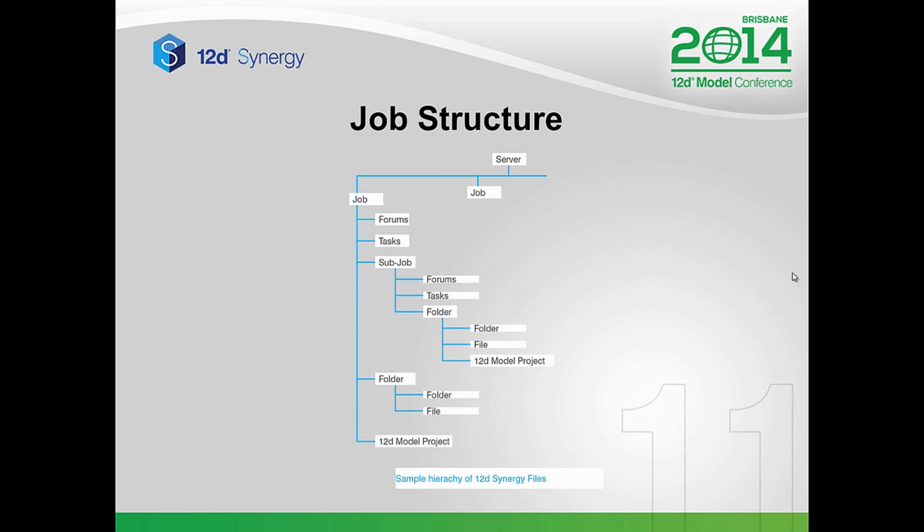So just a brief note about the structure of a job within 12D Synergy. Everything sits within a container called a job. And this has a variety of different things inside it, like collaborative elements like forums and tasks, but it also has other jobs, folders in a traditional Windows Explorer-like structure, which can include files and 12D model projects, and so on. And you'll see this in detail as we go through this demonstration.